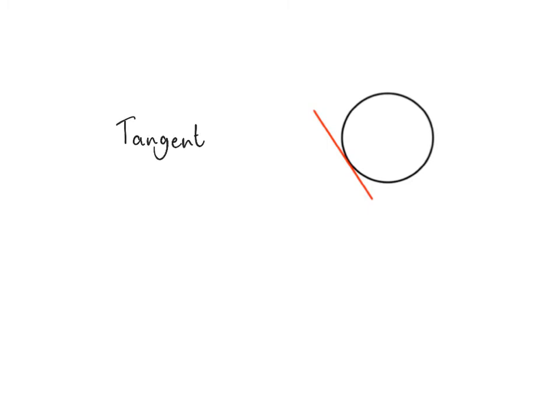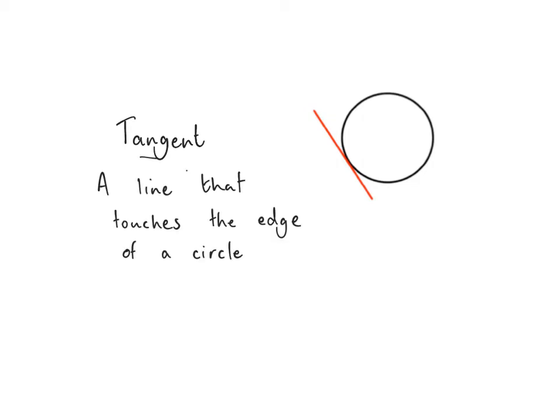There is a lot of work done at high level maths with tangents. They come into graphs, they come into all sorts of things. But we're just looking at this on a circle, and it's a straight line segment that just touches the edge of the circle. Okay, so a tangent is a line that touches the edge of a circle. Remember, some people use, instead of the word edge, the word circumference. So it's a line that just touches the circumference of a circle.